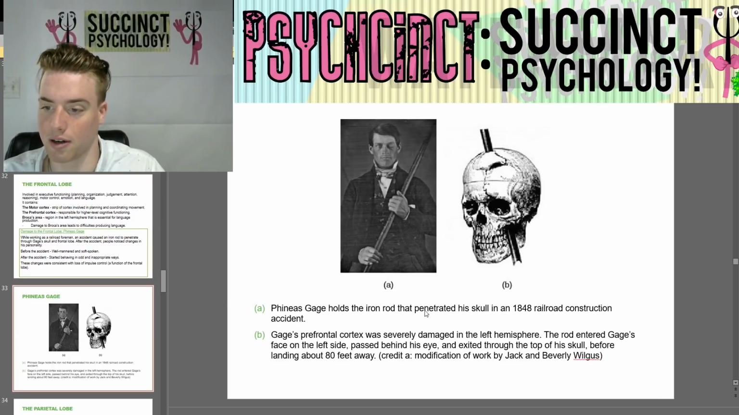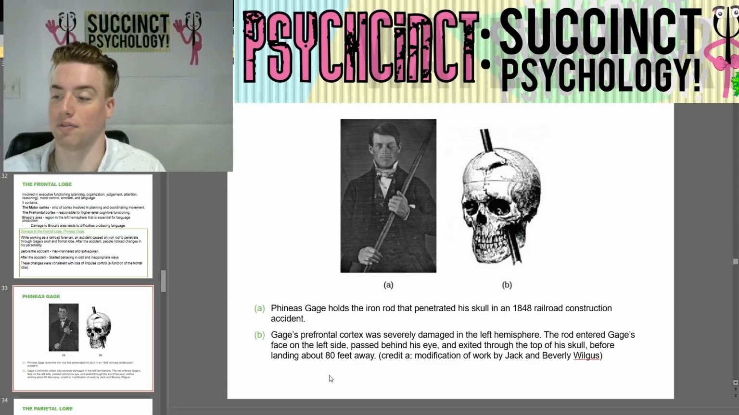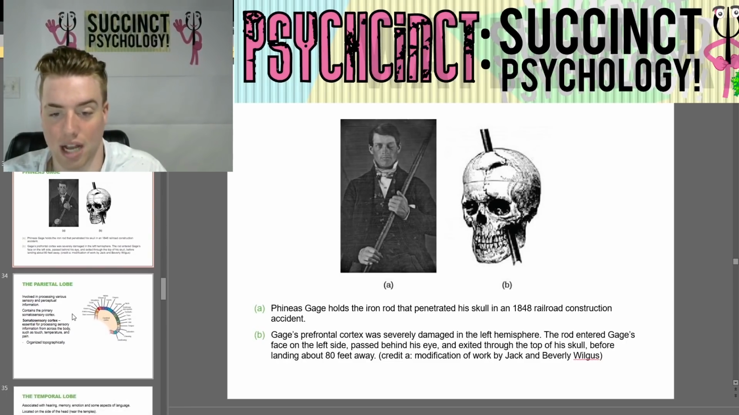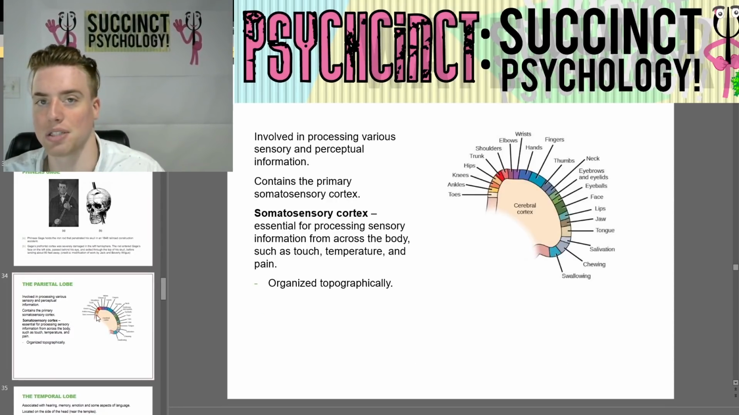So see here, Phineas Gage holds the iron rod that penetrated his skull in an 1848 railroad construction accident. And then here's a picture of what the actual accident was like, and I think it's a miracle he survived. Gage's prefrontal cortex was severely damaged in the left hemisphere. The rod entered Gage's face on the left side, passed behind his eye, and exited through the top of his skull before landing about 80 feet away. That's just crazy. But obviously having damage to your frontal lobe is not a good thing. Just having any kind of brain damage tends to not be very fun.